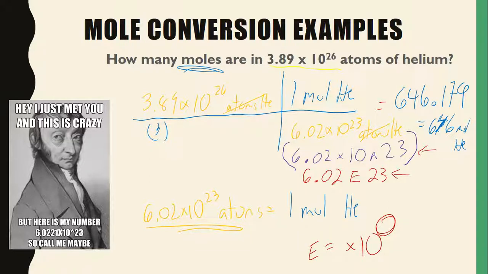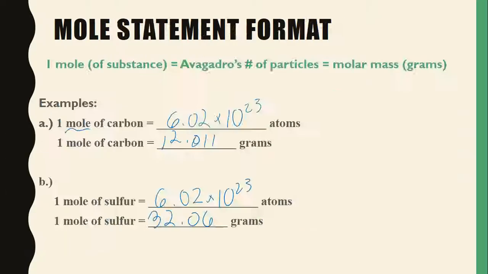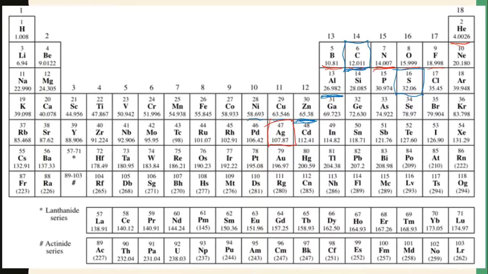All right. So let's just do real quick another one of these. If we have 547 moles of tin in a Tin Man, and we're looking for how many grams would it take to do that, we're going to start with the 547 moles. That's what's given and all by itself of tin, which is Sn. And we're going to go to our periodic table.